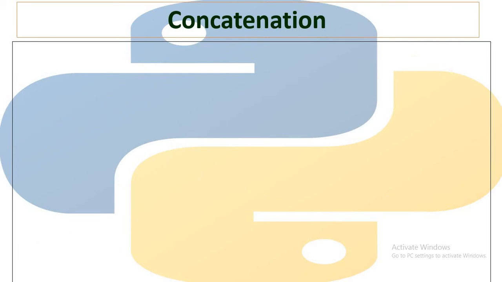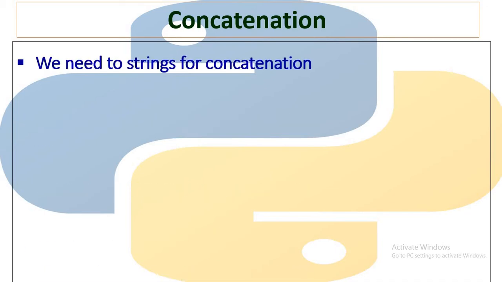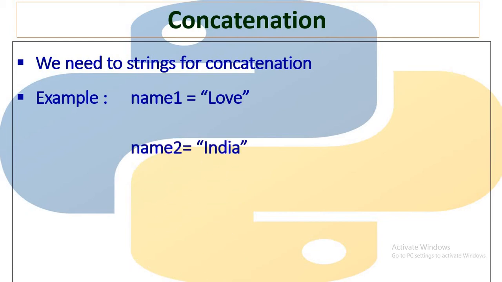Let's look at some examples of how we can concatenate two strings. For concatenation, one should know that we are joining two strings, so we need two strings in a program. I have name1 equal to love, and name2 equal to India. Remember how I define a string: name1 is the variable and the value is love in double quotes. Another variable is name2 and its value is in double quotes. So these are strings, and the variables are name1 and name2.